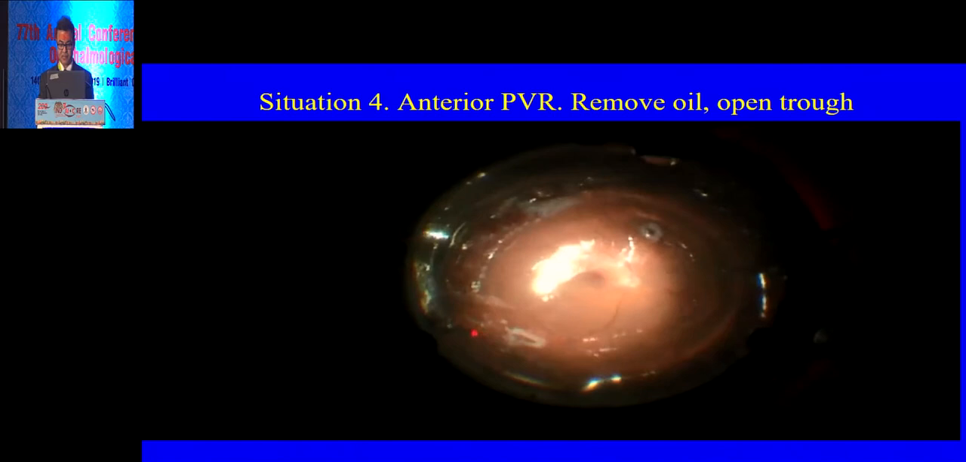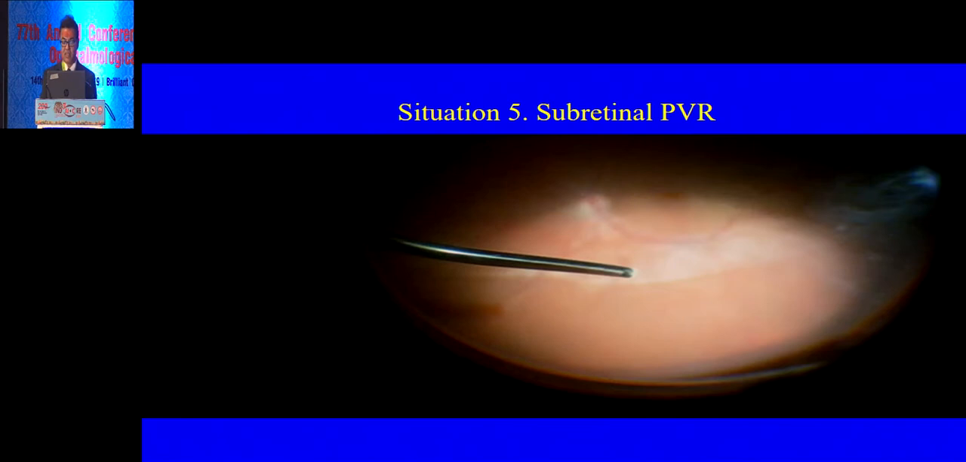This is under air. Subretinal PVR, you find a spot which is convenient to you, which you will use as a drain retinotomy, apply cautery, and use two hands. In this case, I'm using forceps and light pipe.